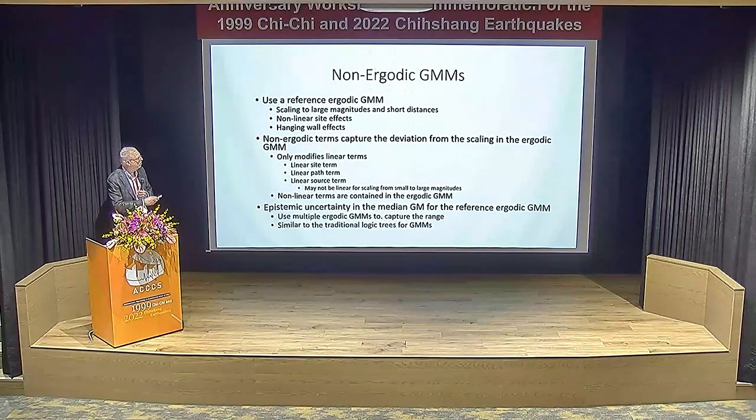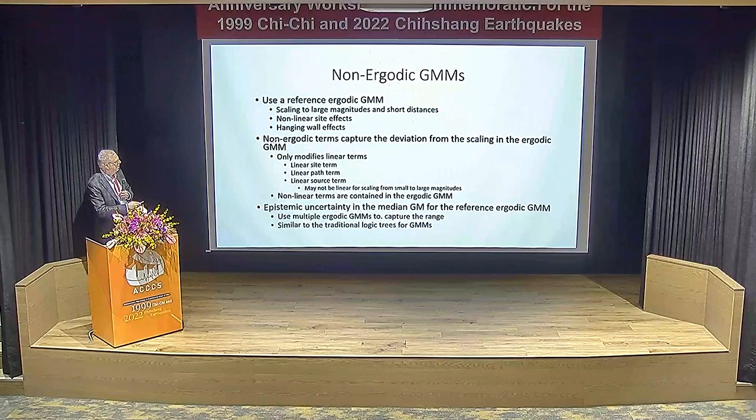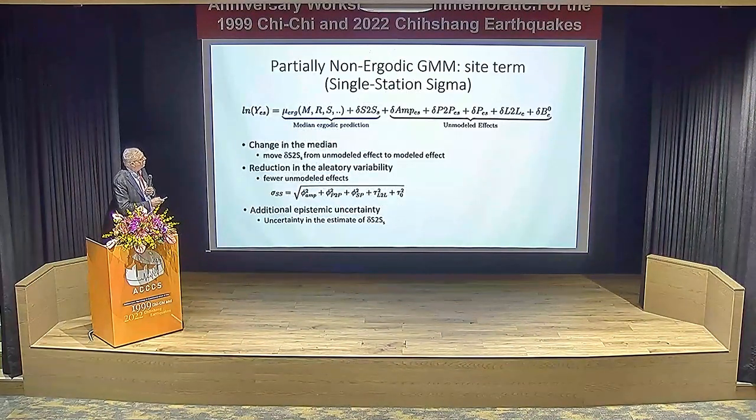So we're going to use a reference ergodic model. We're then going to try to capture deviations from that, and we're going to look at 3 different terms. Simple things are the site, the path, and the source terms. And then how well do we know that? This is the epistemic uncertainty. How well do I have enough data to get at it? So when we go to single station sigma, we are taking out one of those parameters that was over here, and we're moving it to the median. So this delta S2S that used to be an unmodeled effect becomes a modeled effect. Okay? And that's now going to reduce my standard deviation because I only have 5 terms here instead of 6, okay, going forward. But now I have to estimate this term, so I have additional epistemic uncertainty.